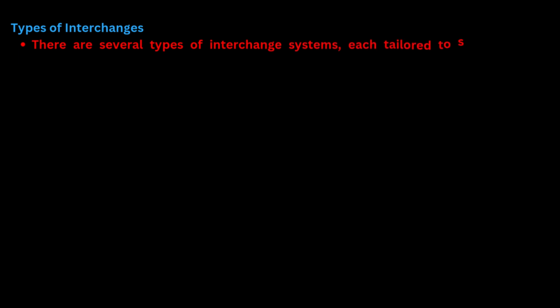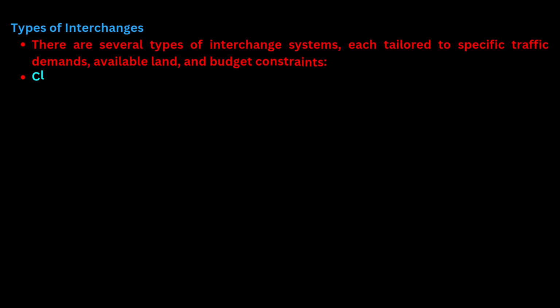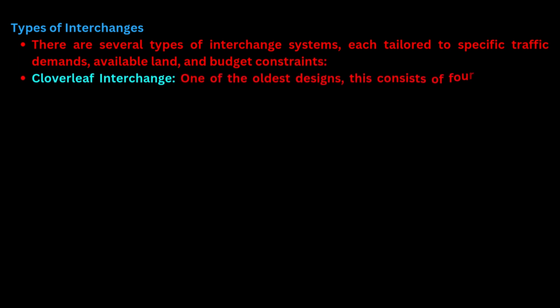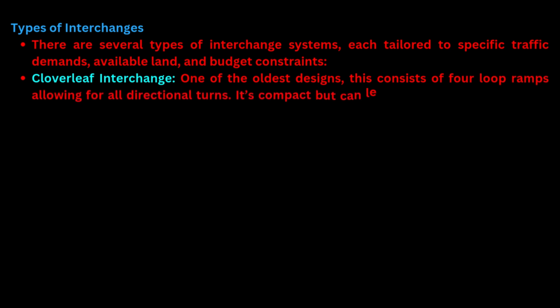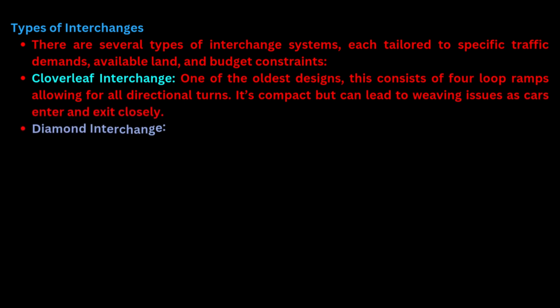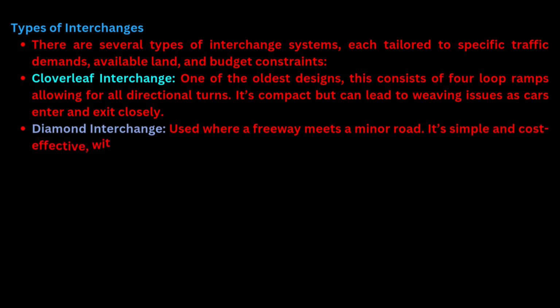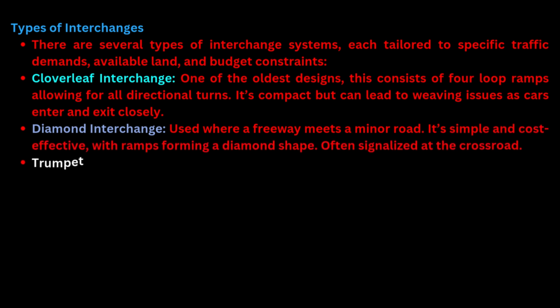Types of interchanges. There are several types of interchange systems, each tailored to specific traffic demands, available land, and budget constraints. Cloverleaf interchange. One of the oldest designs, this consists of 4 loop ramps allowing for all directional turns. It's compact but can lead to weaving issues as cars enter and exit closely. Diamond interchange, used where a freeway meets a minor road. It's simple and cost-effective, with ramps forming a diamond shape, often signalized at the crossroad.